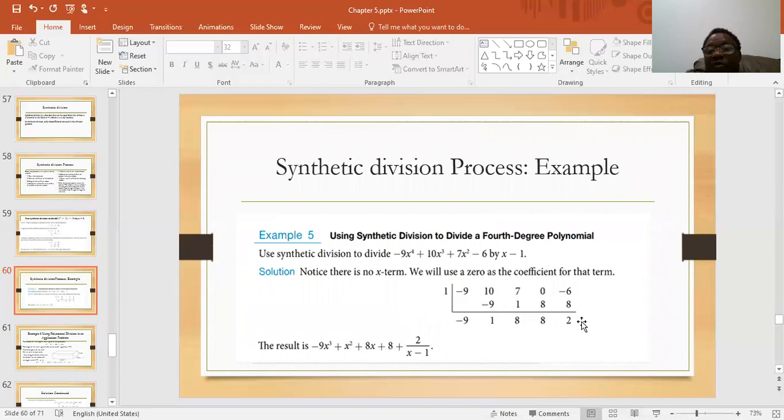So we will now use this information to get our result. Minus 9x to the fourth plus 10x cubed plus 7x squared minus 6 divided by x minus 1 will be equal to minus 9x cubed plus x squared plus 8x plus 8 plus 2 over x minus 1.